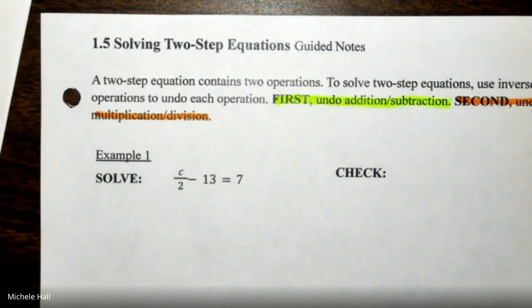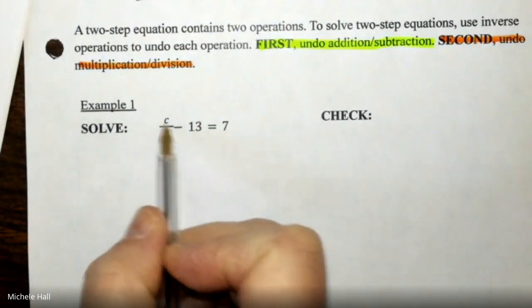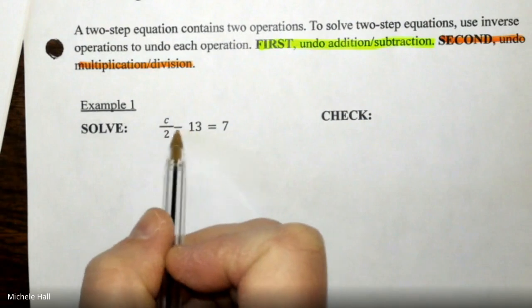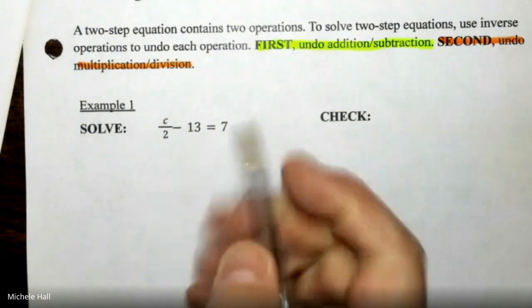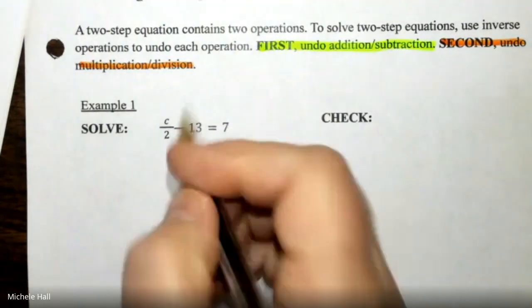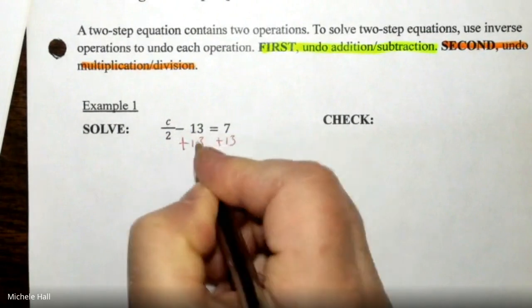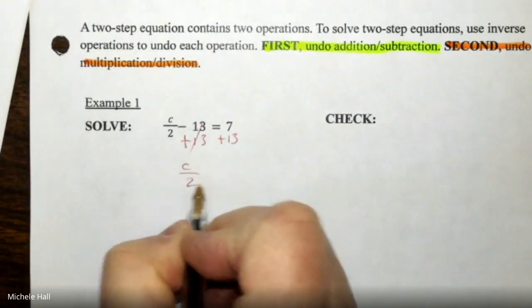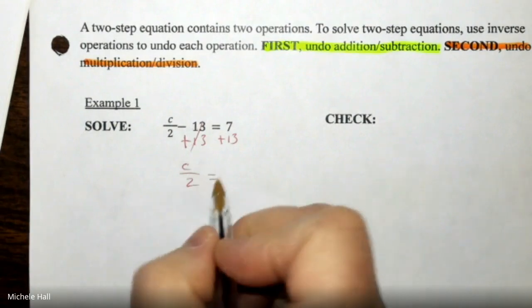So if I look at my equation, I see two things are being done to C. It's being subtracted by 13, and it's being divided by 2. So what's the opposite of subtracting 13? We need to undo that addition and subtraction first. We still have C divided by 2 equals 7 plus 13.